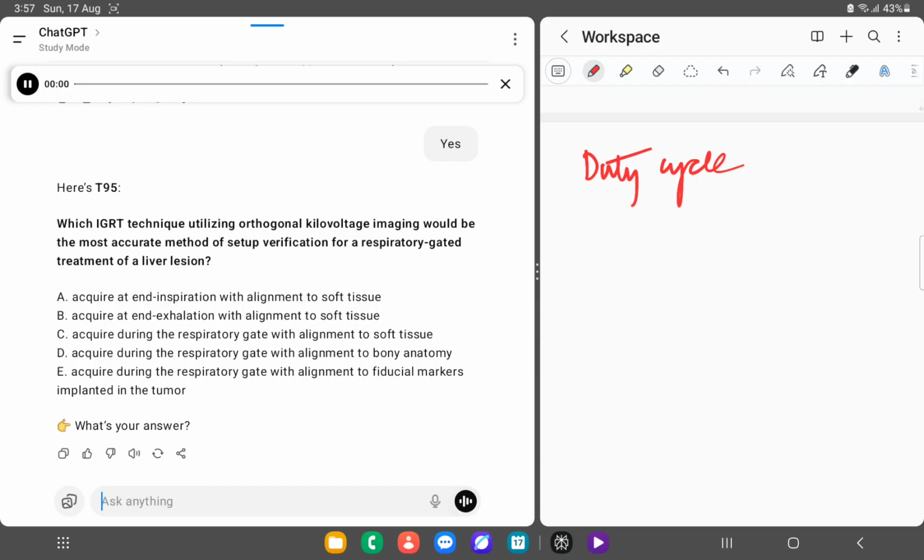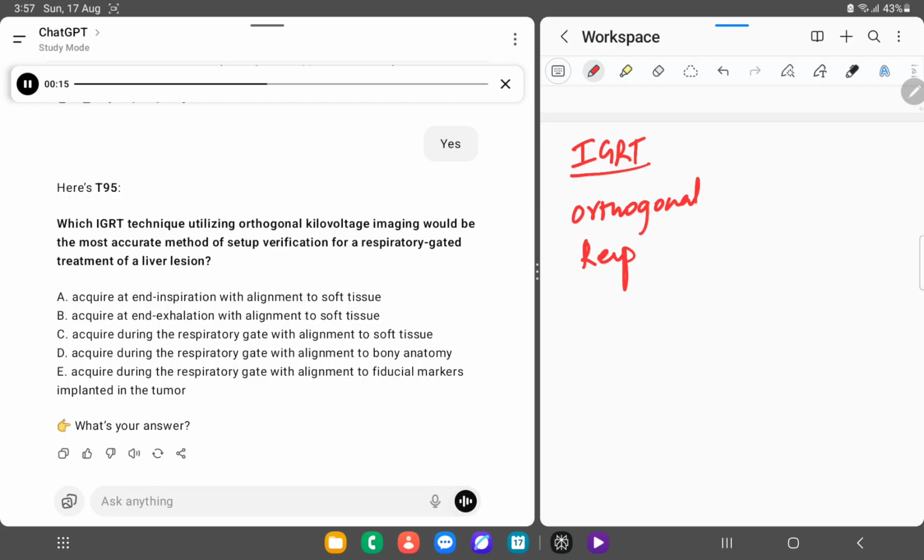Here's T95. Which IGRT technique utilizing orthogonal kilovoltage imaging would be the most accurate method of setup verification for a respiratory gated treatment of a liver lesion? A. Acquire at end inspiration with alignment to soft tissue. B. Acquire at end exhalation with alignment to soft tissue. C. Acquire during the respiratory gate with alignment to soft tissue. D. Acquire during the respiratory gate with alignment to bony anatomy. E. Acquire during the respiratory gate with alignment to fiducial markers implanted in the tumor.